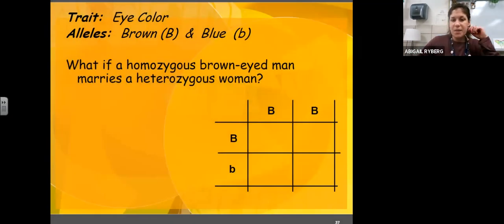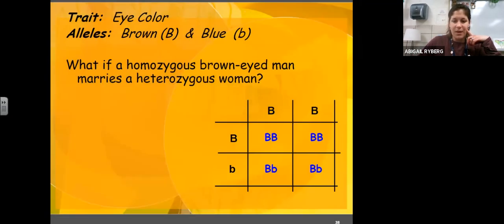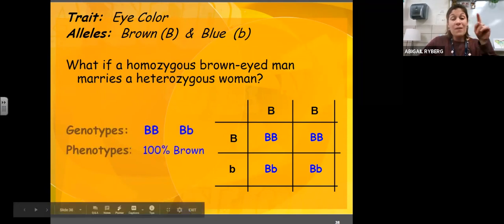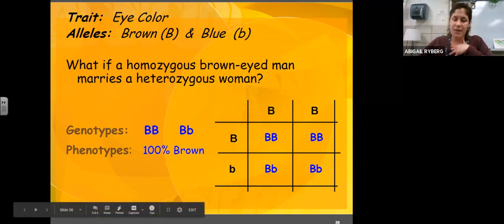So there we go. I filled in the square for the parents. Here's the dad, big B, big B, and the mom is heterozygous, big B, little b. I'm going to go ahead and fill in the squares, carrying my alleles across. I get a big B and a big B, and a big B and a big B, and then a big B and a little b, and a big B and a little b. So the phenotype of all of their offspring is brown eyes because they all have at least one dominant allele. And the genotypes, however, are going to be big B, big B, and big B, little b.